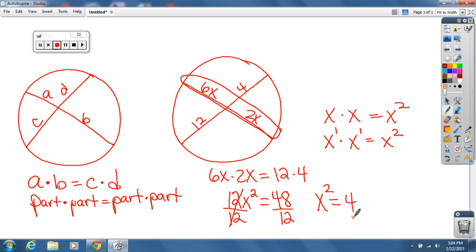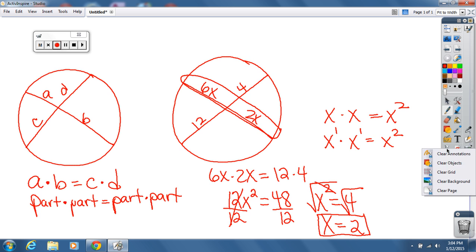Now in order to get rid of that squared, I have to square root both sides. Those two things are inverses of each other. So the square root of 4 is 2, so x would be equal to 2. That's all it is for an inside angle with 2 chords.